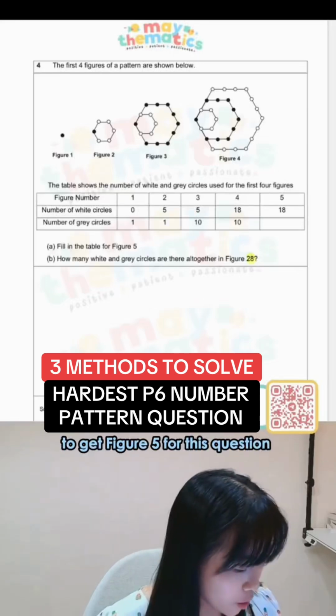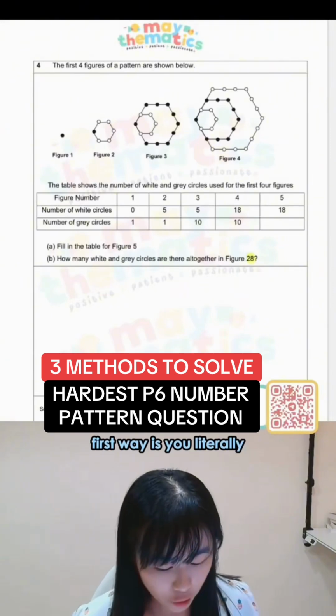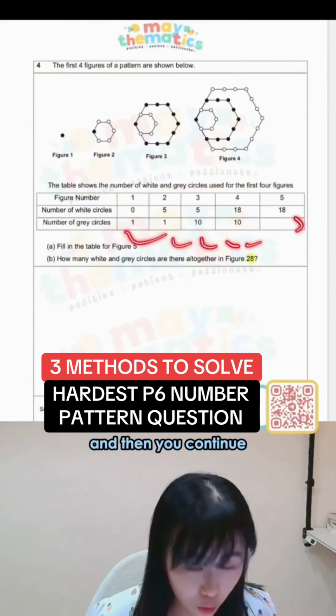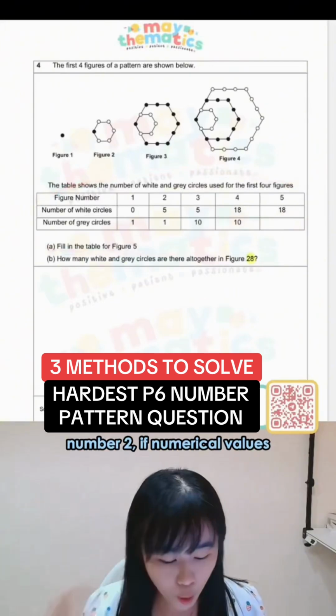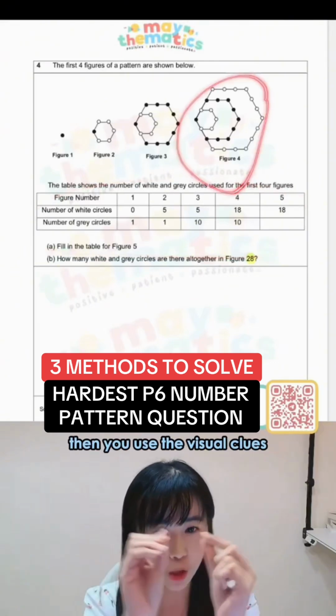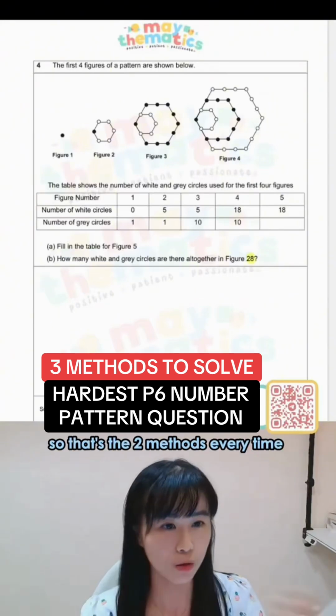Figure 5, for this question, right, there are two ways to do it. First way is you literally derive a pattern here, and then you continue. So numerical values to derive a pattern. Number 2, if numerical values you don't understand how to derive a pattern, then you use the visual clues, try to draw out the figure 5 to get the answer. Okay, so that's the two methods every time.